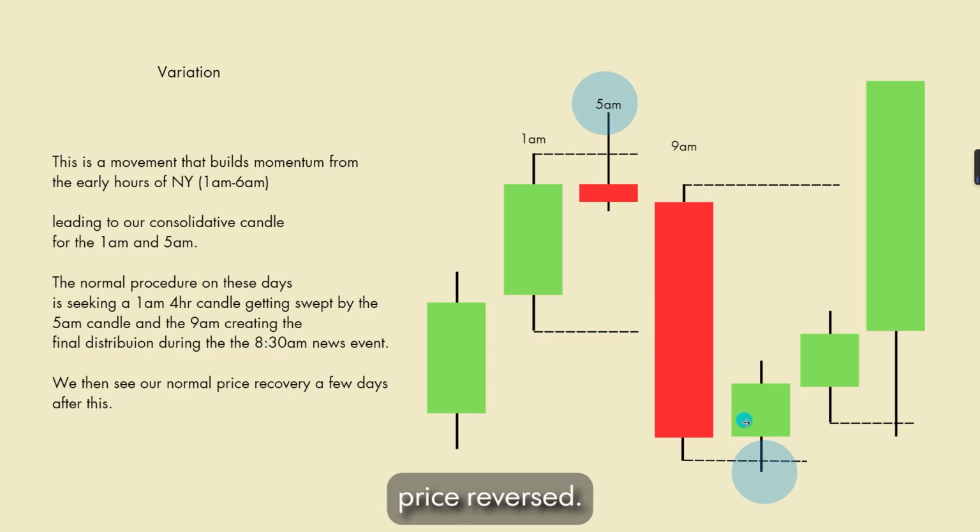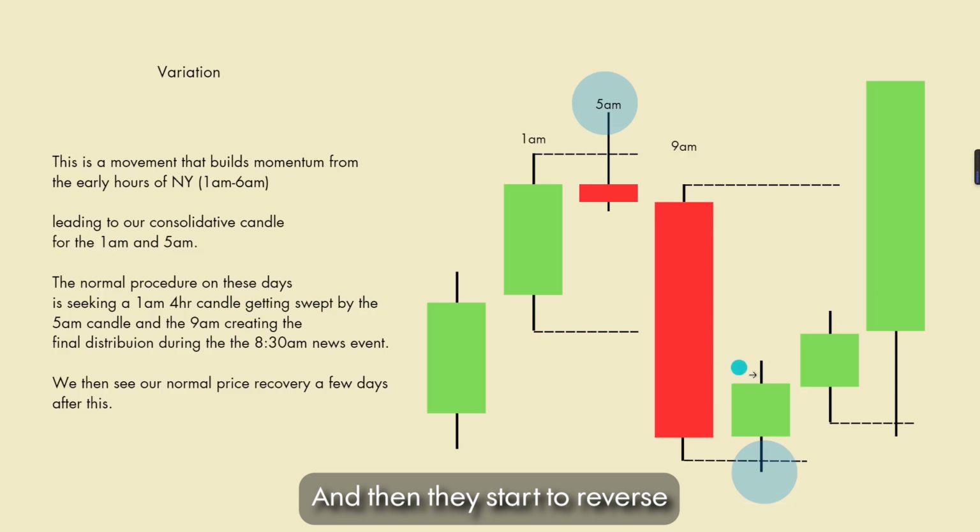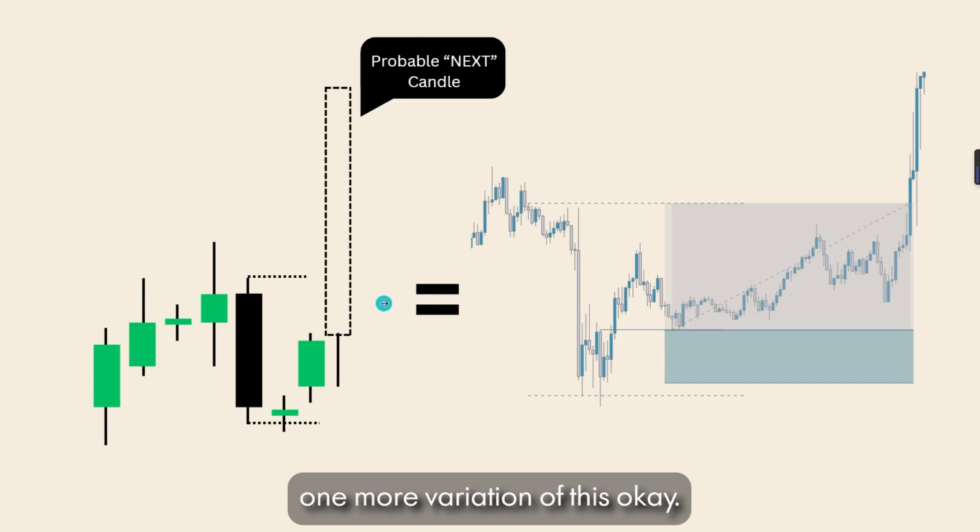Then we usually see price reverse where price starts to take out all the initial FOMO sellers. We just see this massive red candle, and then they start to reverse price back up. So you guys can take advantage of both the sell move and the move back up. And here's one more variation of this.